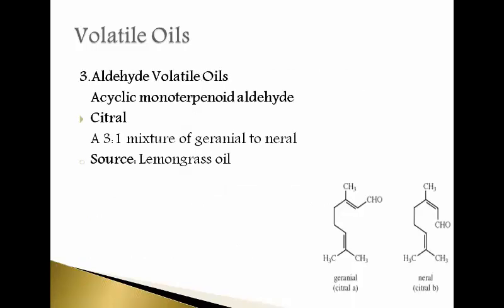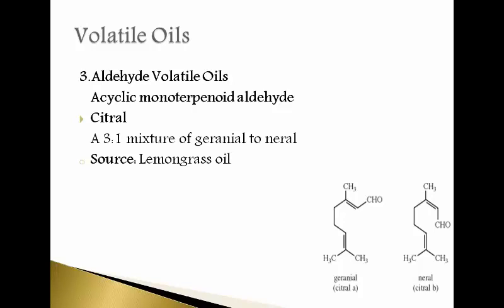The third class of volatile oil is aldehyde volatile oils, having aldehyde constituents. They can be acyclic monoterpenoid aldehydes or phenylpropenoid compounds. Acyclic monoterpenoid aldehyde includes citral, which is a mixture of geranial to neral in the ratio of 1:3, and it is present in lemongrass.